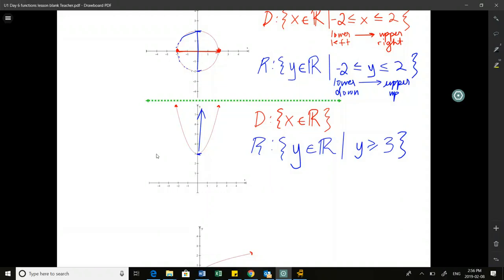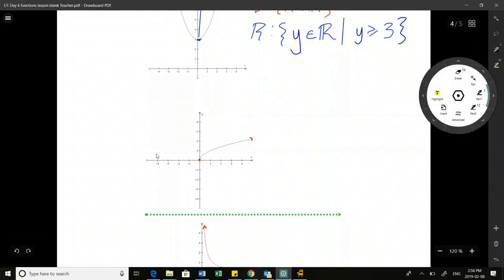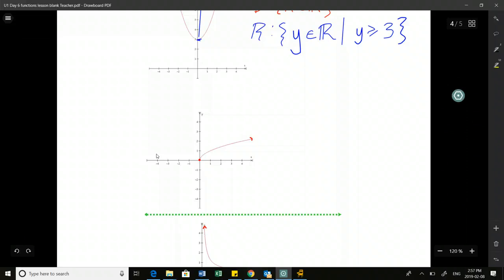So far, so good? Okay, we're going to try a couple more quickly here. We're going to go a bit faster so that we can do some individual practice today before we leave. Someone help me with domain for this one. Do we have a very left side boundary here? Ivana? Yeah, it's x greater than or equal to 0. Great. So it's 0 and forward when we're talking about domain. So x must be greater than or equal to 0.